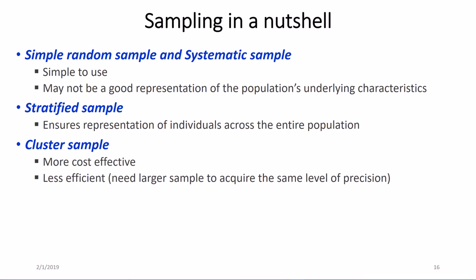In brief, simple random sample and systematic samples are simple to use, but may not be a good representation of the population's underlying characteristics. Stratified sample and cluster sample are better.